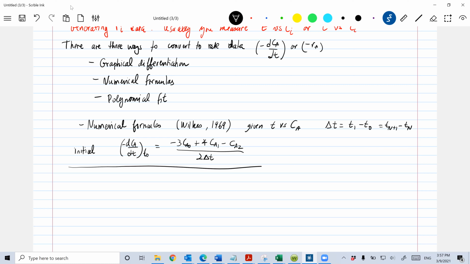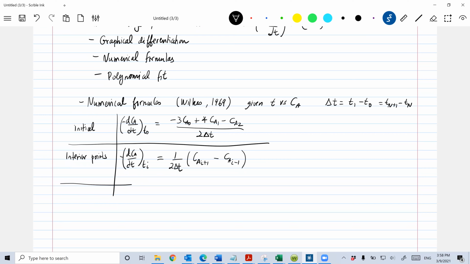So you can have any interior points, the points in between. Then minus RA for ti is 1 over 2 delta t times CA i plus 1 minus CA i minus 1. If you're looking at point number 4, it would be 1 over 2 times t5 minus t4, times C5 minus C3. So that's how you calculate any interior point.